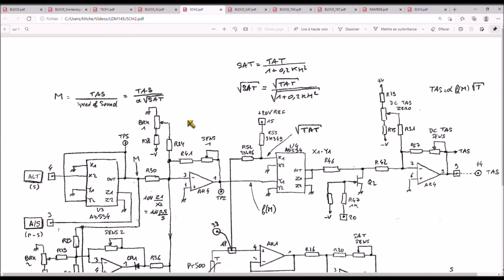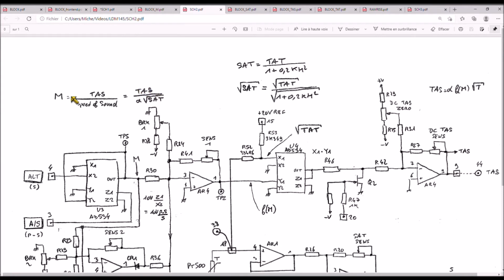The first thing we want to measure is the true airspeed. The true airspeed is computed using the definition of the Mach number. The Mach number is the ratio between the true airspeed and the speed of sound. And we know that the speed of sound is proportional to the square root of the static air temperature in Kelvin. So the Mach number equals the true airspeed divided by a coefficient multiplied by the square root of the static air temperature. So we can calculate here the true airspeed.